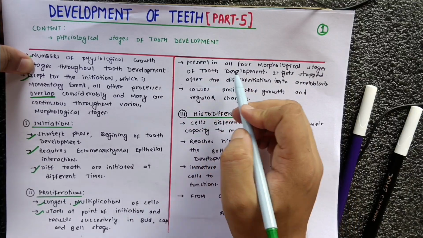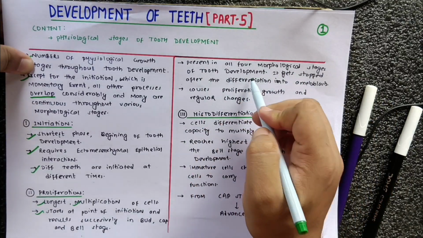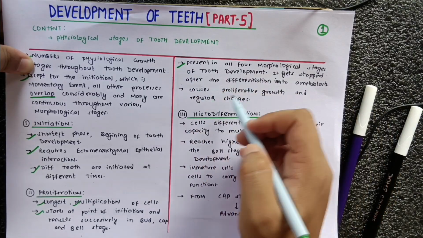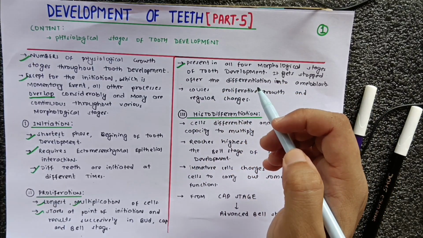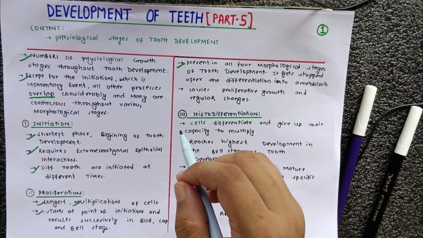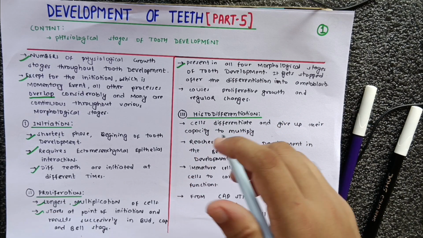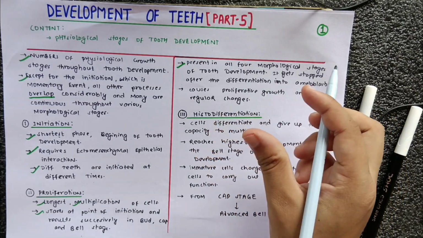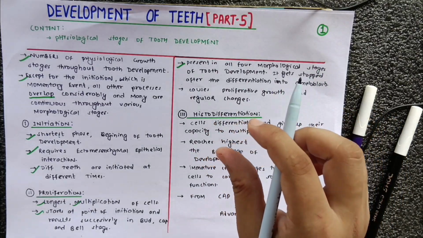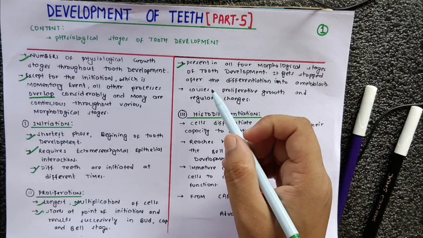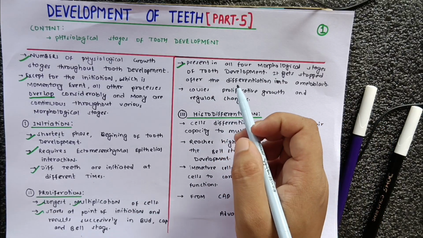After that, present in all 4 morphological stages of the tooth development, it gets stopped after the differentiation into the ameloblast. So when the ameloblast is formed by the inner enamel epithelium, when inner enamel epithelium cells differentiate into the ameloblast, they just deposit the enamel matrix. So simply they form the enamel, and after the formation of the enamel there is a stopping of this proliferation stage.